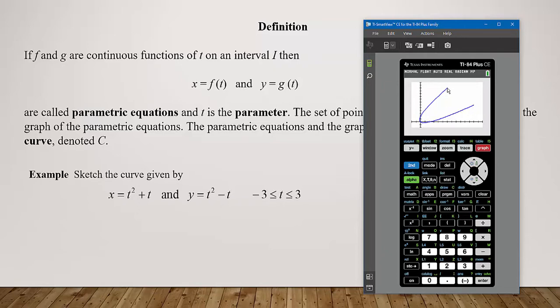Notice it definitely has a beginning point and an ending point, and that's because t was just on the interval -3 to 3. So when I put this graph on paper, I would have a filled in circle here, and I would have a dot here. I would graph this and then put those arrows like I showed you earlier to indicate the orientation, to indicate how it was graphed. So that's the basics of doing a graph.